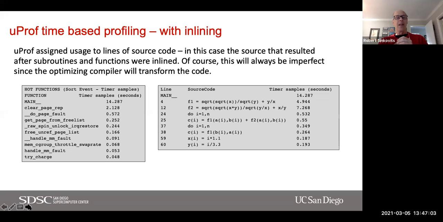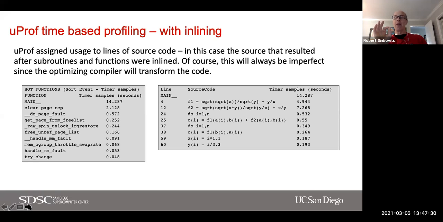On the left-hand side, we're looking at a section called hot functions. Main accounted for 14.287 seconds, pretty much the full time. On the right, I'm doing a dive into main. And here we're going to see that Gprof actually tried to assign the time to individual lines of the source code.